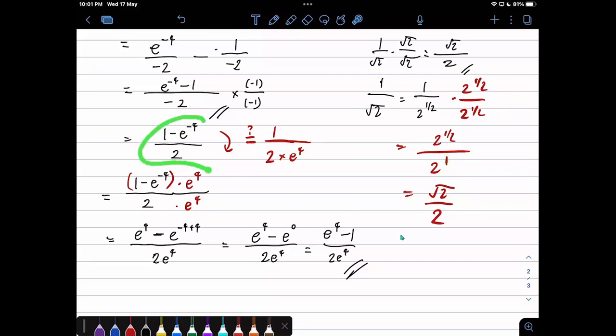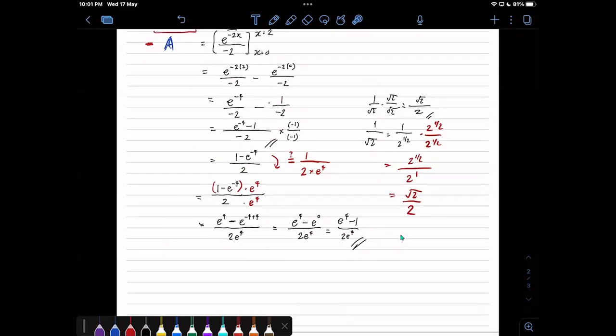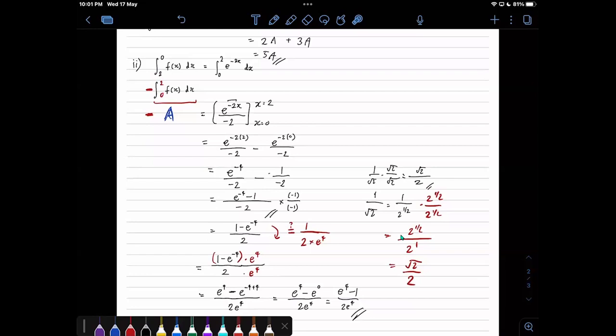Okay, can you remember this idea? How to turn the negative power into positive power? It's quite important. You will see it again in the future if you study complex numbers. Not now. Don't worry.